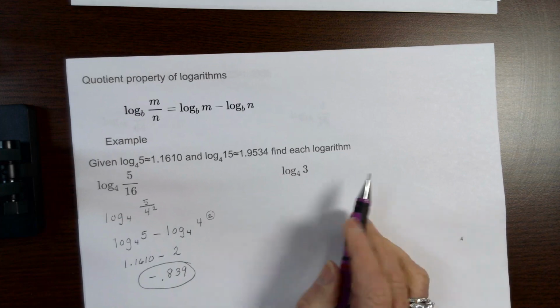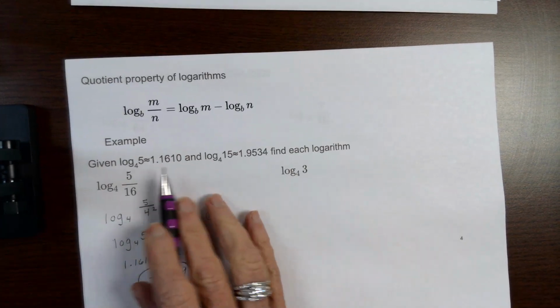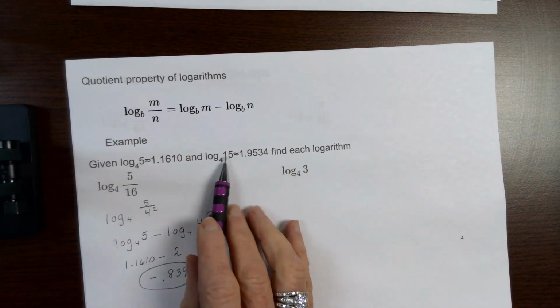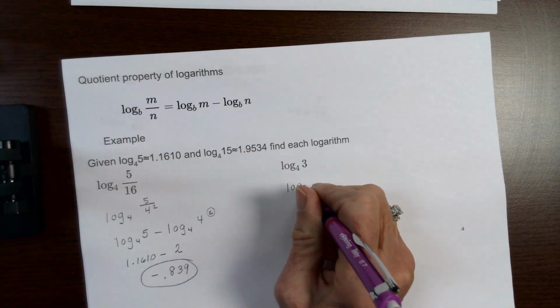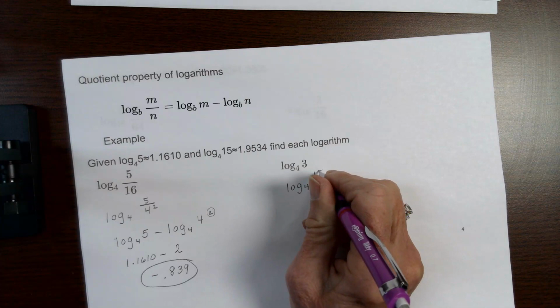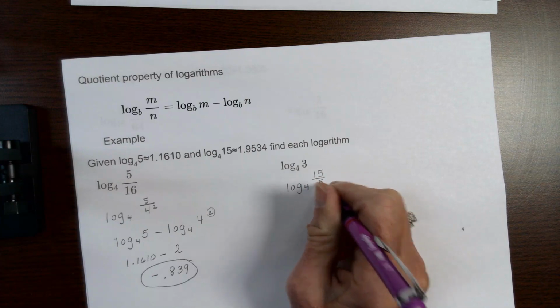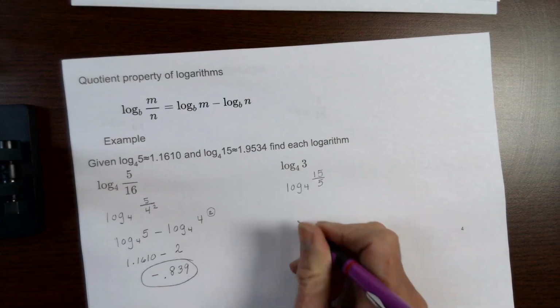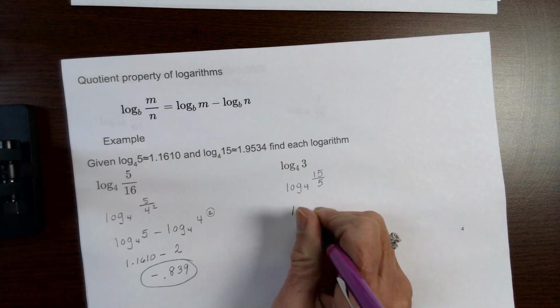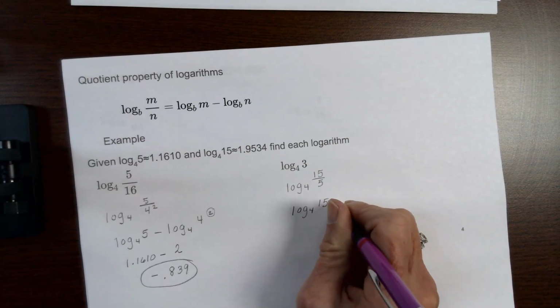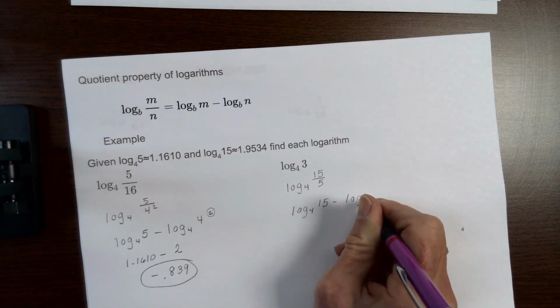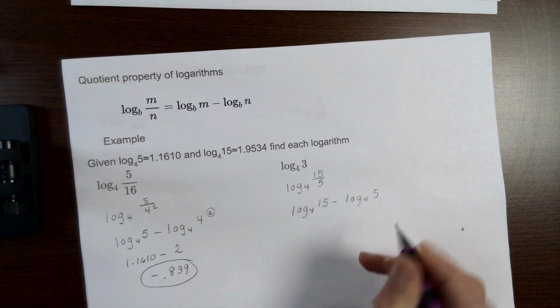This one over here, you look and you go, oh, well, I don't have anything. That is 3. But you can write this as a log of base 4 of 15 divided by 5, because that's the same thing as 3. So when I write it as a subtraction problem, I have a log of base 4 of 15 minus a log of base 4 of 5.